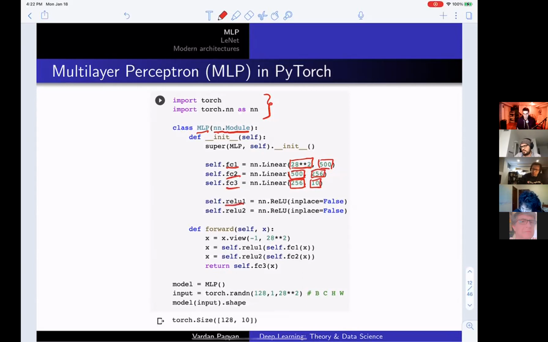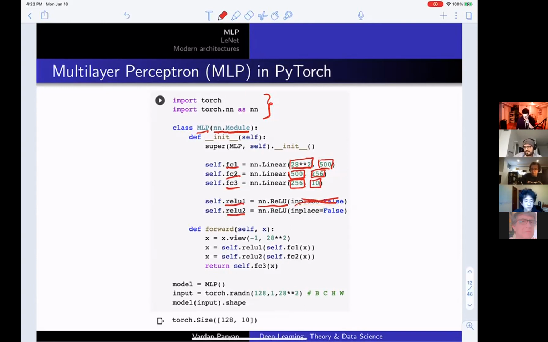Now, in addition to those linear layers, we also need the nonlinear layers. So this is the ReLU 1 and ReLU 2, which is simply defined as nn.ReLU. This is the ReLU module. What does it mean, in place equal to false? You can just ignore it, just useless text. It does have a meaning, but for the sake of this course, it doesn't matter. You can actually even remove it.